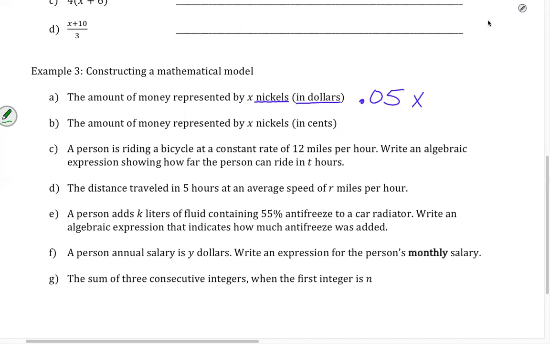Now, b says the amount of money represented by x nickels in cents. Well, we just talked about that. In cents, a nickel's worth 5 cents. So this is just 5x.